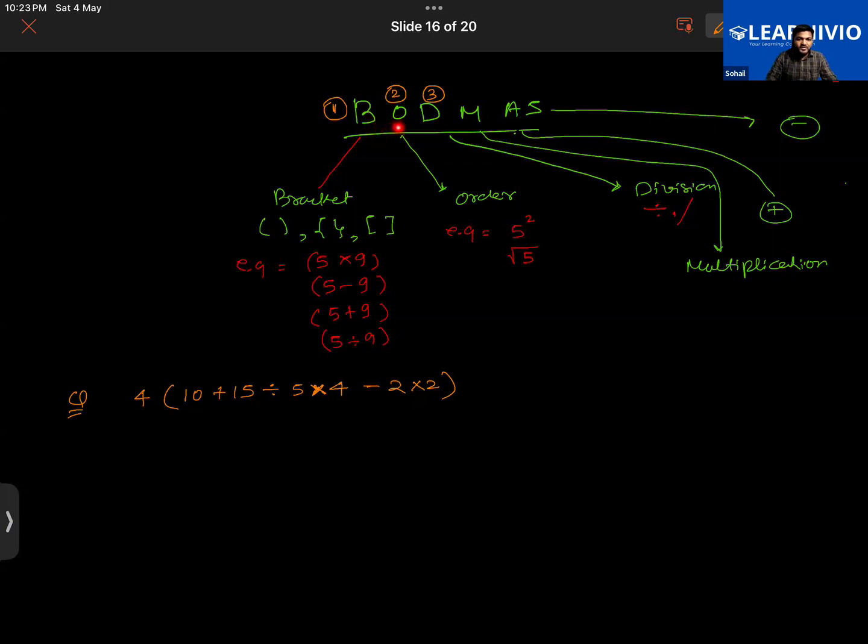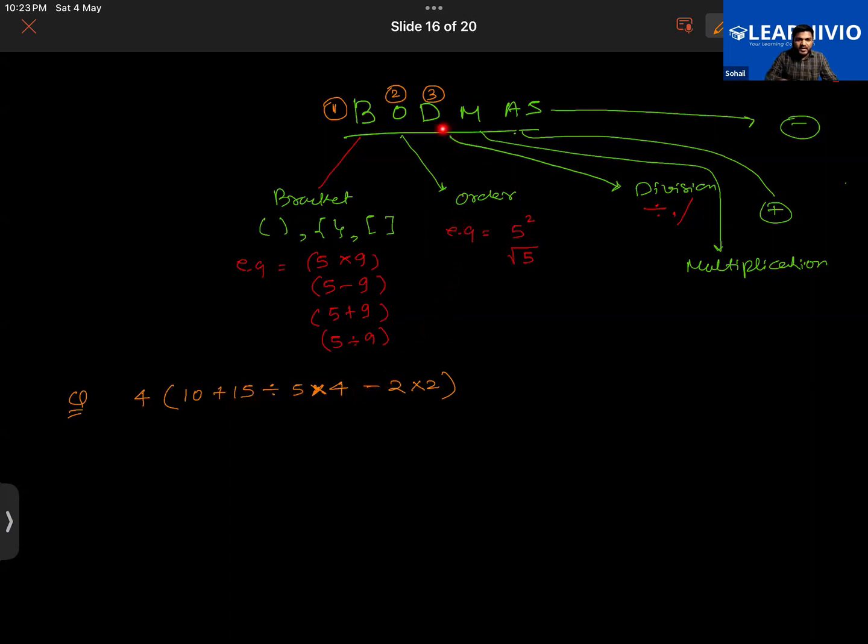Inside the bracket, first of all, you are going to look at order. Is there any number like this, 5 square or root under 5? Do you see any such number? Can you see any such number inside the bracket, like this 2 above the 5, like 5 square, root under 5? No, there isn't any such number right now.